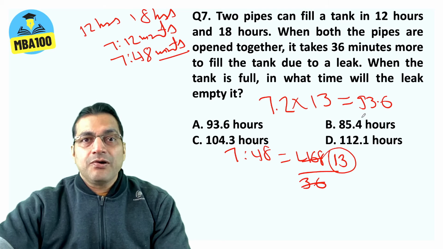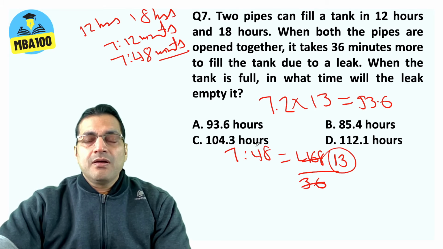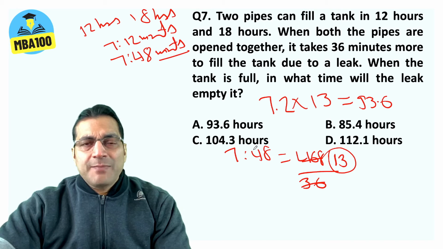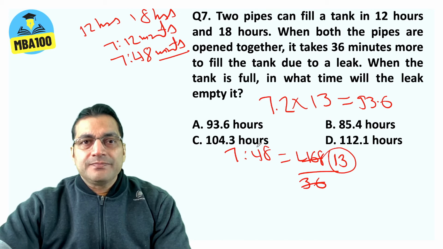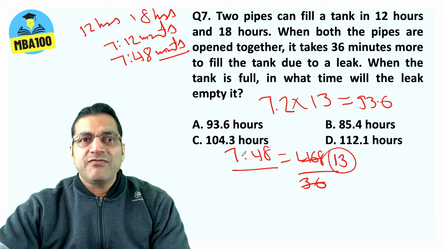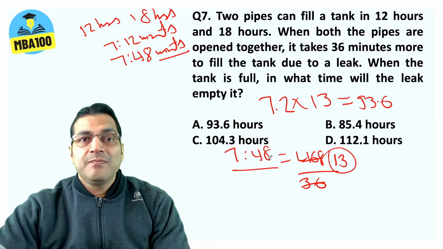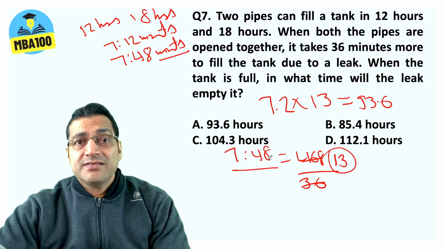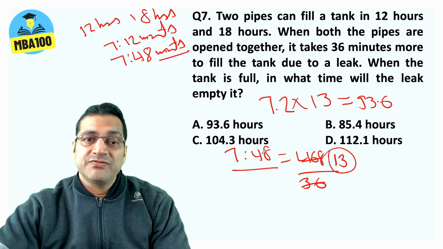I'll repeat, okay? Listen to me very carefully, very attentively. Without any leak, these two pipes would have taken 7 hours and 12 minutes. With the leak on, pipes A, B and leak, it has taken a total of 7 hours and 48 minutes. So whatever the leak has done in 7 hours and 48 minutes has been undone by pipes A and B in just 36 minutes, because otherwise they would have filled it in 7 hours 12 minutes. So they have taken 36 extra minutes to undo what the leak has done in 7 hours 48 minutes.